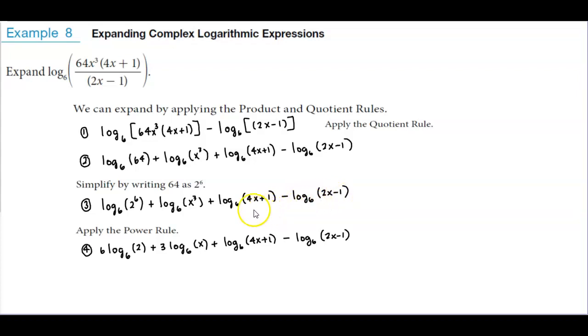And then we're going to rewrite these two terms using the power rule. So we're going to apply the power rule. Now this becomes 6 times the log base 6 of 2 plus 3 times the log base 6 of x plus the log base 6 of 4x plus 1 minus the log base 6 of 2x minus 1.